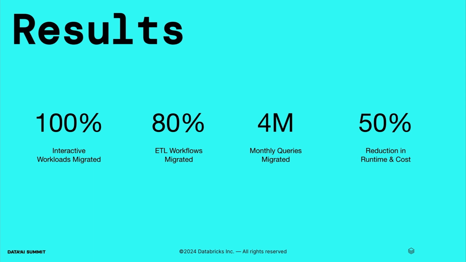So these were the results. We were able to migrate 100% of the interactive workloads and 80% of the ETL workflows, which contribute to about 4 million monthly queries. And we saw a 50% reduction in both runtime and cost across all the migrated workflows. And we were able to release a lot of YARN capacity back.